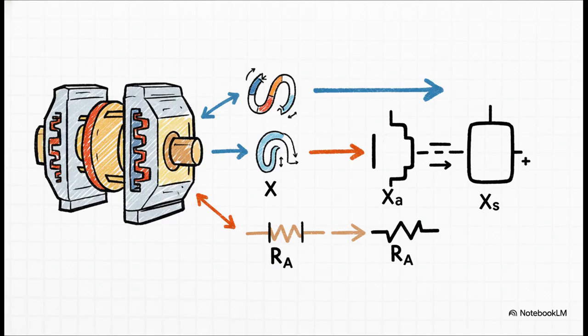The stator coils also have some flux that doesn't even make it across the air gap. We call that leakage flux, and we model it with another reactance, XA. Now, just to make life easier, we lump those two together and call the sum synchronous reactance, XS. And finally, of course, the copper windings have a little bit of resistance, RA.